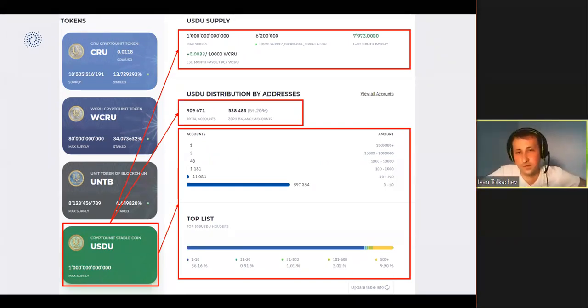As of today, over 6 million tokens are in circulation, and every month this number will increase as every month the company pays out different bonuses, loyalty program bonuses to World CRU token holders.